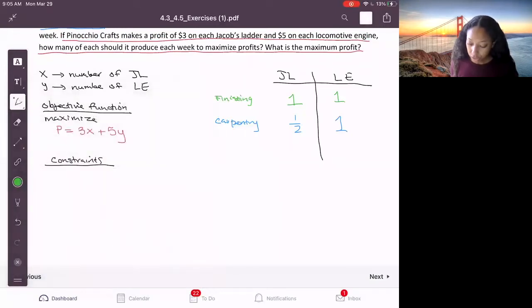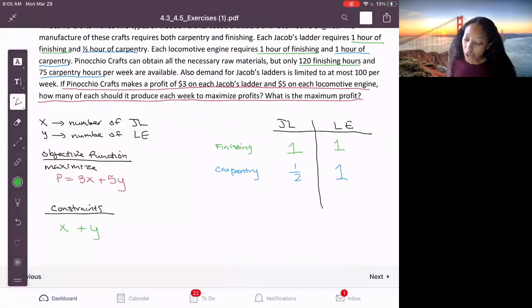First, for the finishing, we would have 1 times x plus 1 times y. Sorry, that's bothering me. I don't usually write the ones. 1x plus 1y would be x plus y. And we're told that we have only 120 hours of finishing.